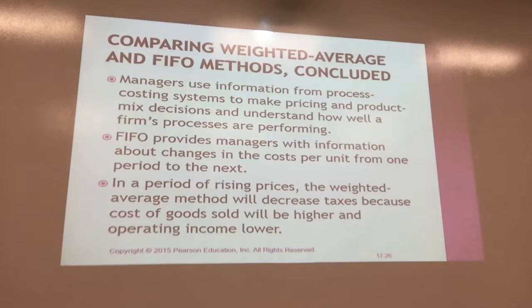Now, managers use information from process costing systems to make pricing and product mix decisions and understand how well the firm's processes are performing. FIFO provides managers with information about changes in the cost per unit from one period to the next, because you're separating those costs out. Whereas with weighted average, you kind of put them all together, so it's hard to determine how the actual costs are being affected. In a period of rising prices, the weighted average method will decrease taxes because cost of goods sold will be higher and operating income will be lower, okay?